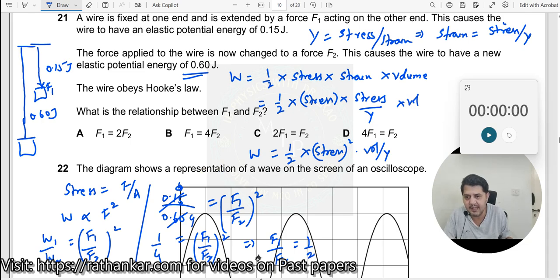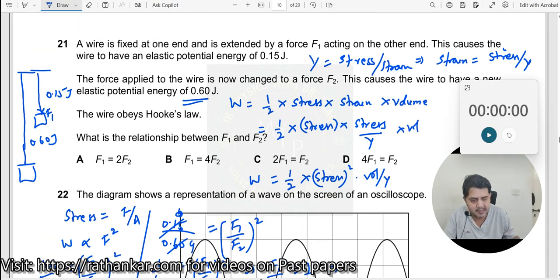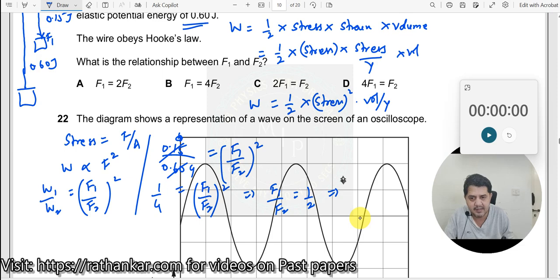We need F2 here. Let us first write down the equation, that will be easy for us to proceed further. I will now write F1 is equal to 2F2. Do we have F1 equal to 2F2 here? F1 equal to 2F2. Answer is here.